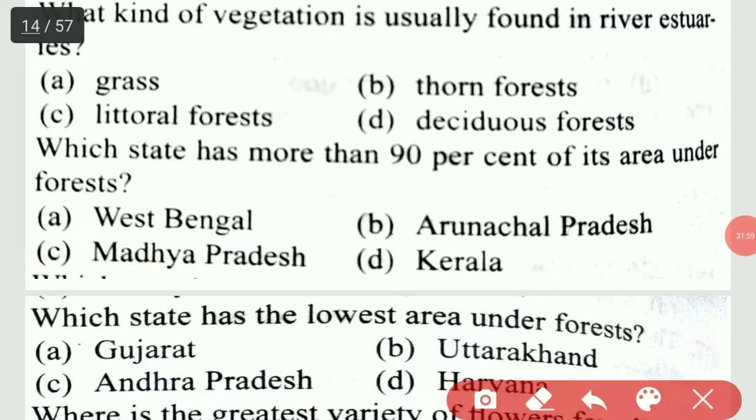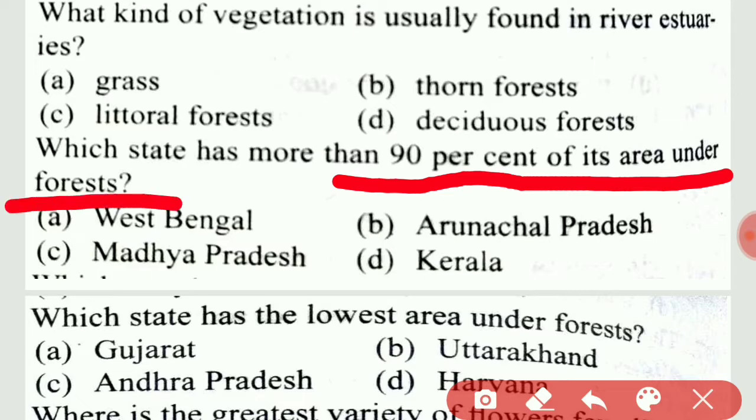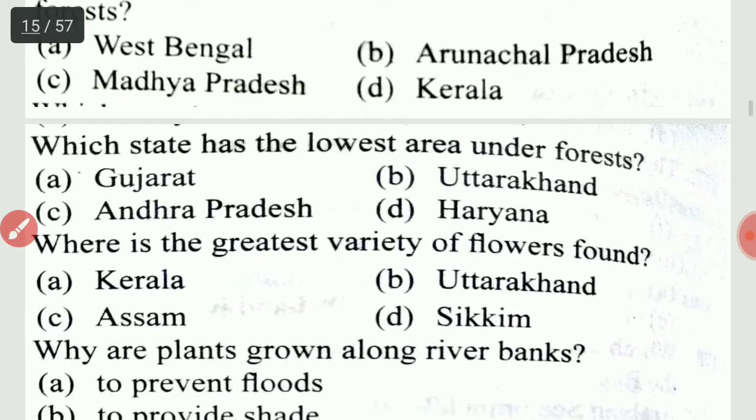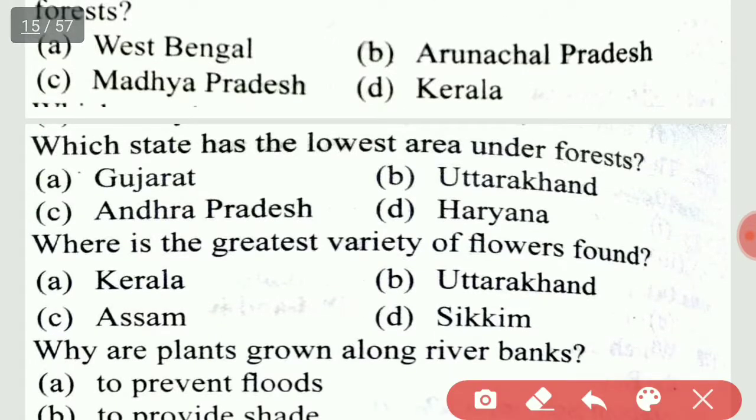Next, which state has more than 90% of its area under forest? Very, very important question. The state is option B, Arunachal Pradesh. Next, which state has the lowest area under forest? The state is option D, Haryana.